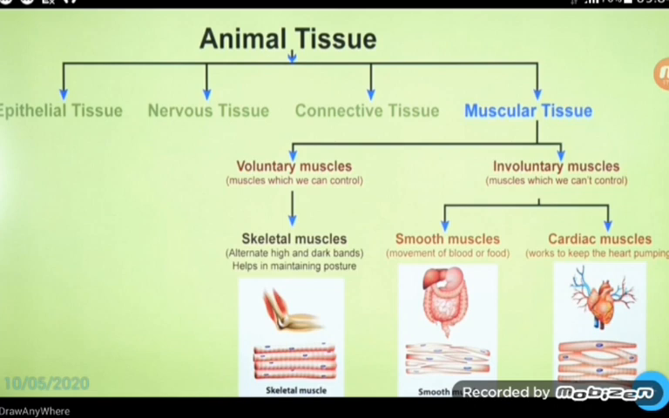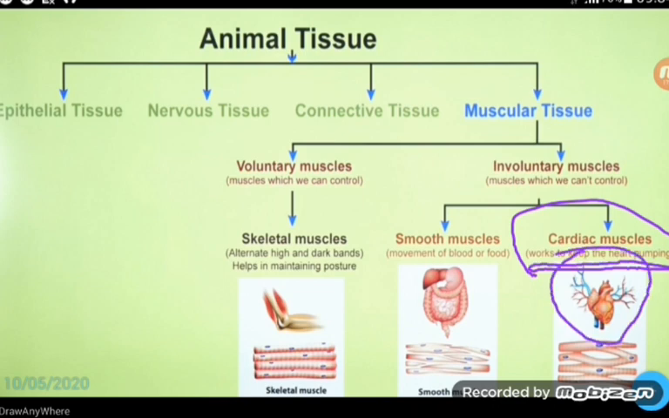Now the last, cardiac muscles. These are only found in the heart. They work to keep the heart pumping. The main disadvantage of this tissue is that it can't self-repair. Once damaged, it can't be repaired. The doctors say you should have a healthy life to protect your heart. So that's it. We have completed animal tissues.